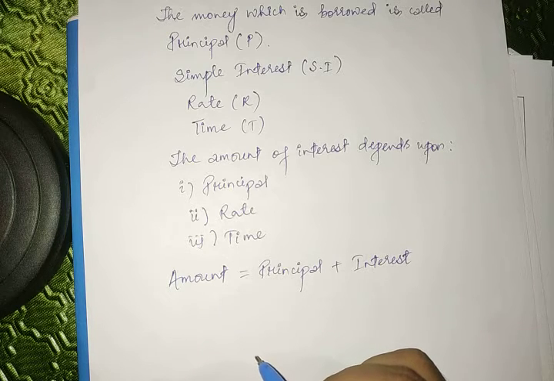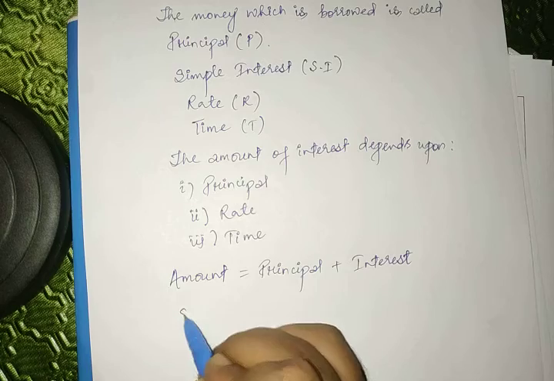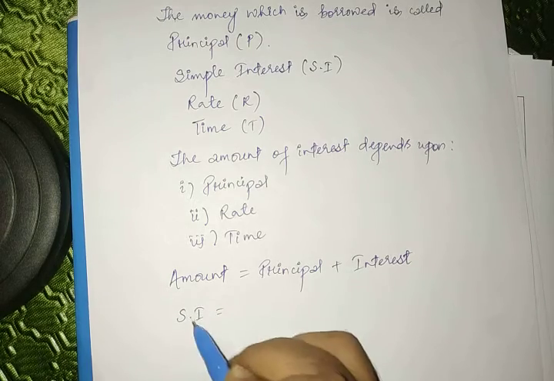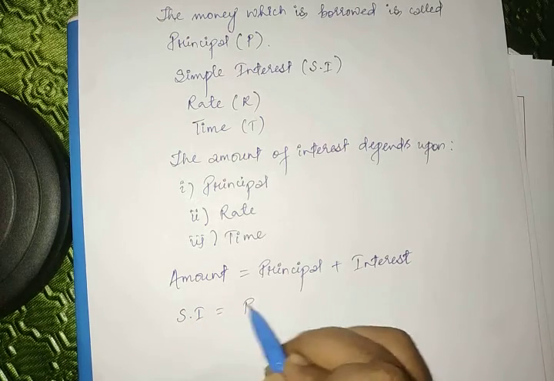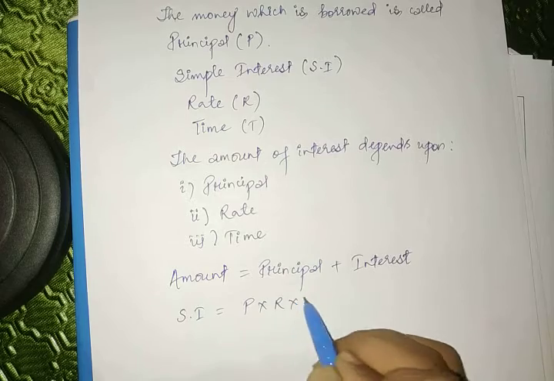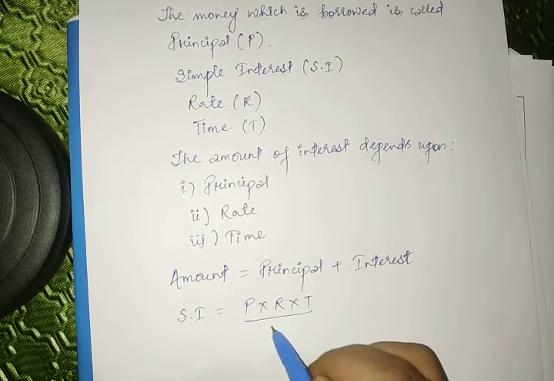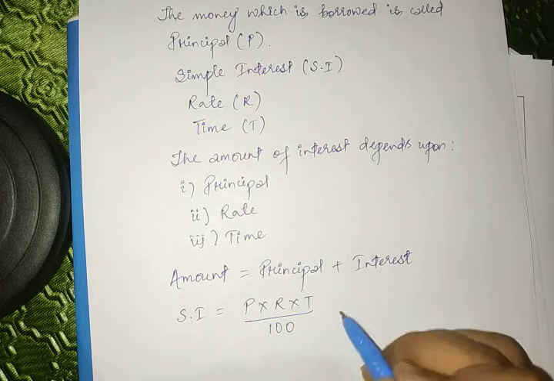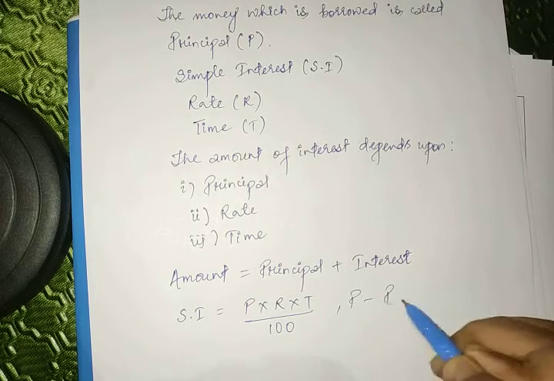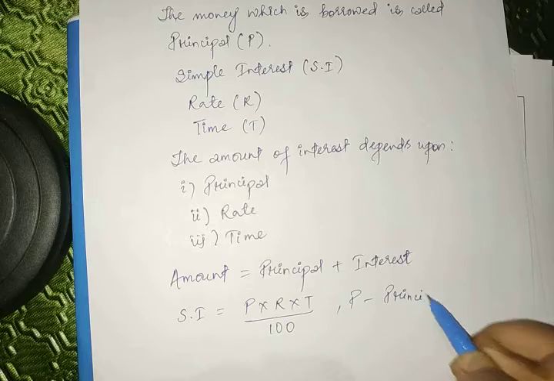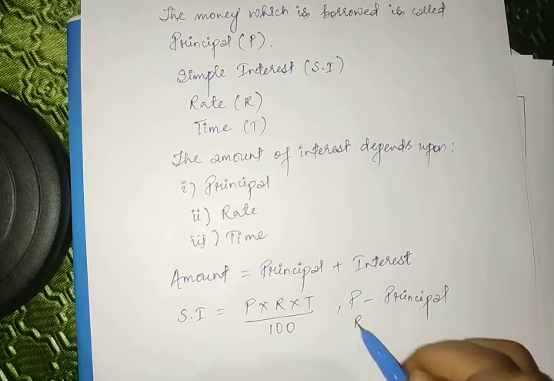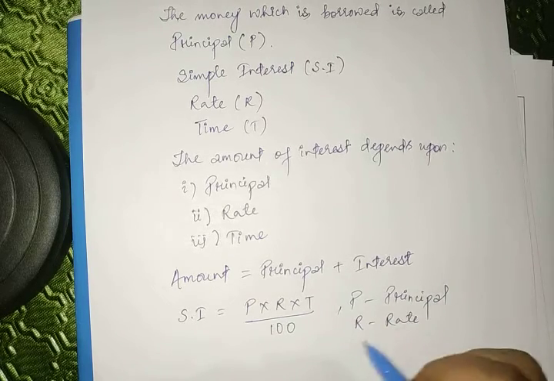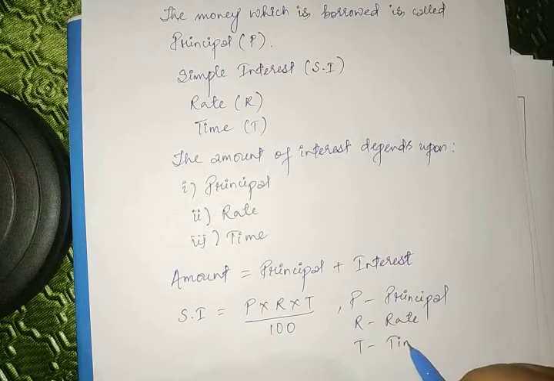Then this simple interest can be calculated by using a formula. So that formula I'm going to write here, SI, the short form of simple interest, is given by P into R into T divided by 100, where P is the principal, R is the rate, and T is the time.